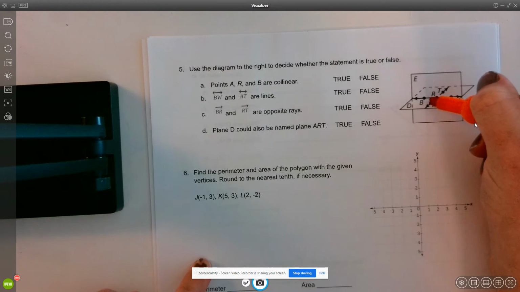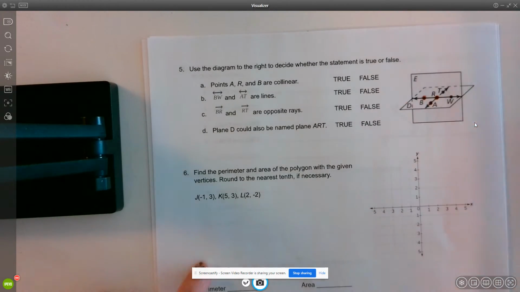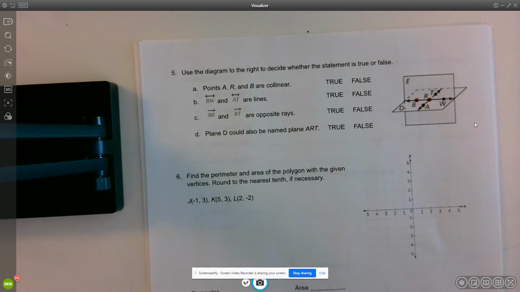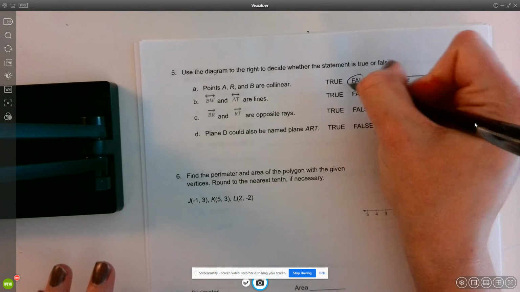A, R, and B are those points that I highlighted in orange. In order to be collinear, they would all have to lie on the same line. They do not. So this statement is false.